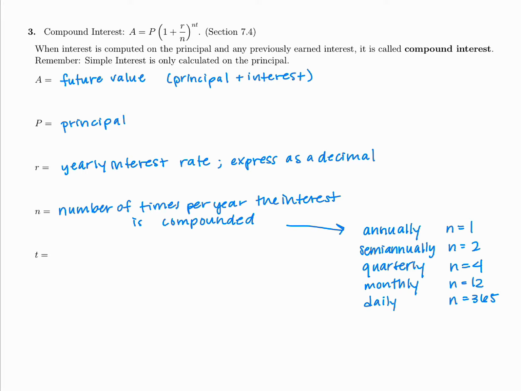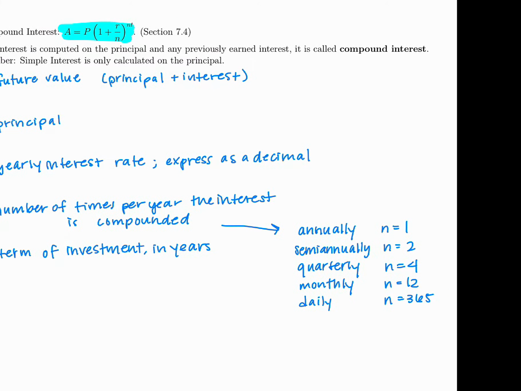And then T is our term of investment or our time, and it's in years as well. Okay, so let's do some examples using compound interest. Notice we have our formula here at the top. A equals P times 1 plus R over N to the NT power. All right, so let's do an example.